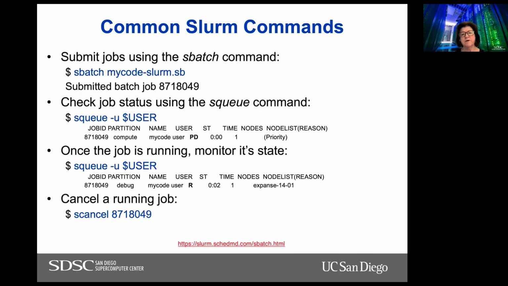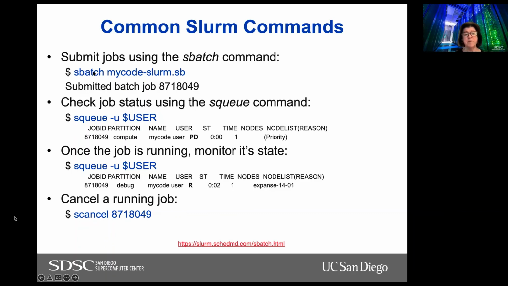So to submit jobs, the common commands from Slurm are: you want to submit a job and get it running. You want to check your job. Is it still running? Does it have any problems when it's done? Or while it's running, you can monitor it. And also you can cancel a job.